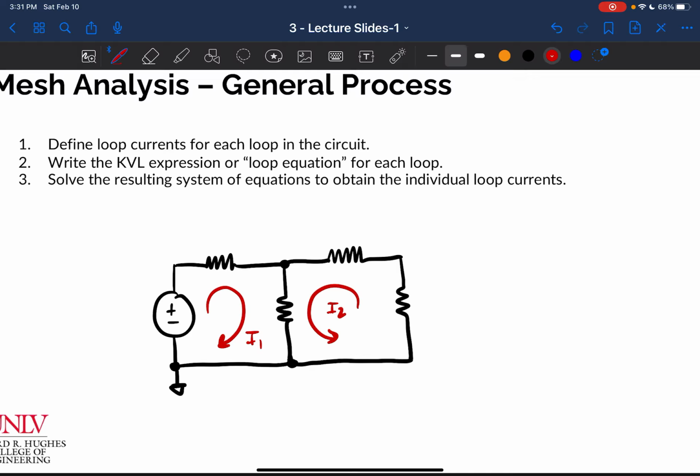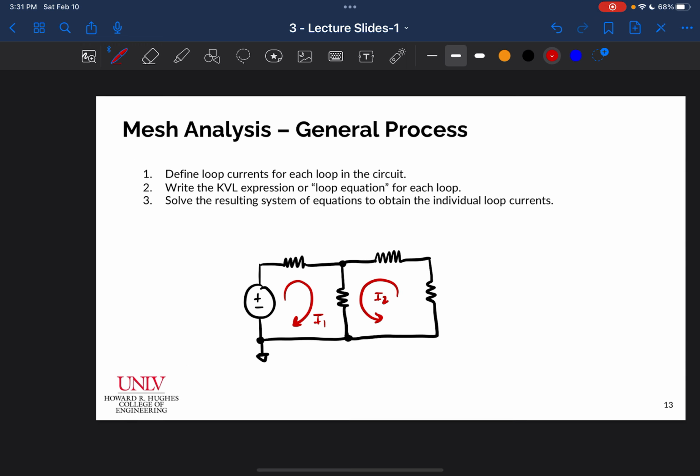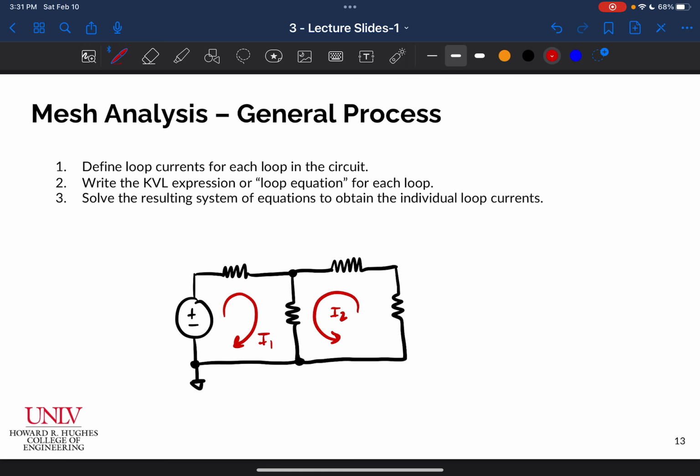Then it says to write the KVL expression, or the loop equation, for each loop as the second step, okay? What's important is I know that current flows from plus to minus, so I need to label the plus and minuses on my resistors. So in this case, it would be like this. And just like KVL, I'm going to go around the circuit and write a KVL expression for each loop.